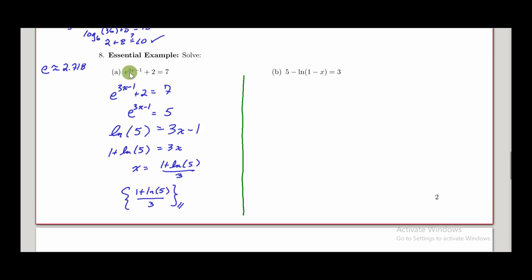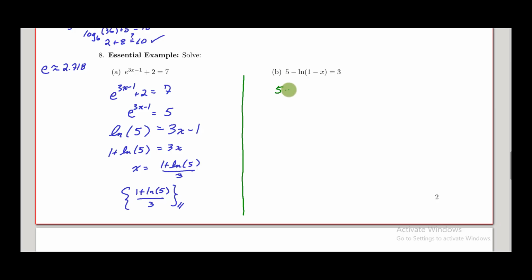In this problem, we started with an exponential equation. Our x was trapped in the power. We isolated the exponent, and we rewrote as a logarithmic equation. In this problem, we start with a logarithmic equation. We're going to isolate that logarithm, and then we're going to rewrite it as its equivalent exponent. Let's give that a shot.